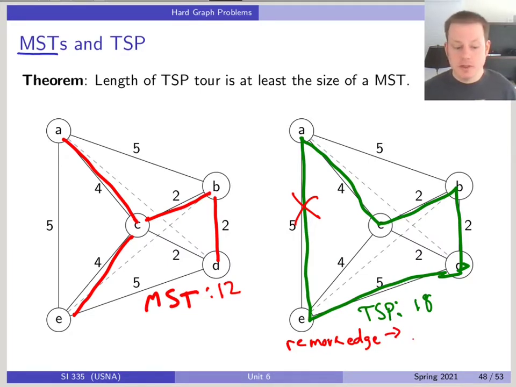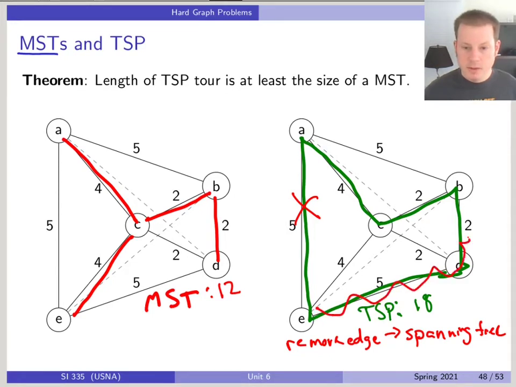That's a special kind of tree, right? A tree, remember, is any connected graph that doesn't have any cycles. So that's actually a spanning tree of the graph. I'll draw it squiggly, this is the remaining path that I get. That's actually a special spanning tree. And in this case, that spanning tree has size 5 plus 4 plus 2 plus 2, which is 13. And so that's why we have this theorem, that any traveling salesman tour is going to be at least the size of a minimum spanning tree.